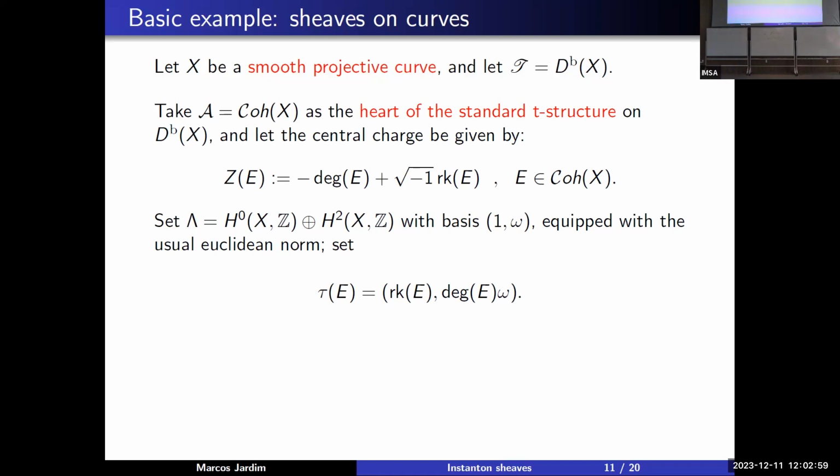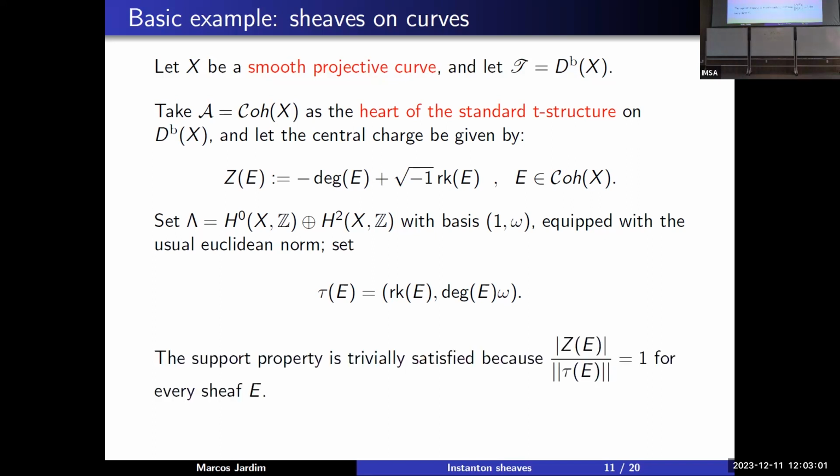So everything fits the various conditions there, the various technical conditions, and the important thing about this slide is this last phrase in blue there, that slope stability for sheaves on curves is a Bridgeland stability. Slope stability is Bridgeland stability. So Bridgeland stability is supposed to generalize this to higher dimensions.